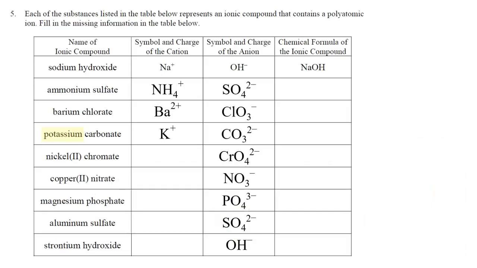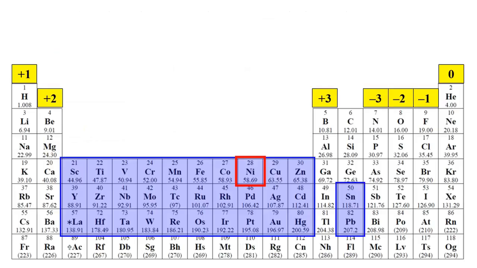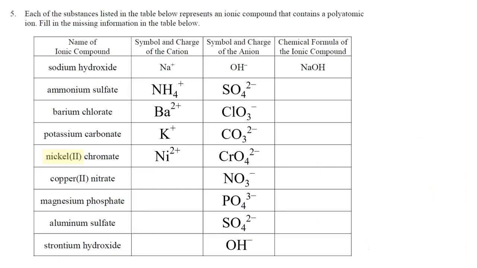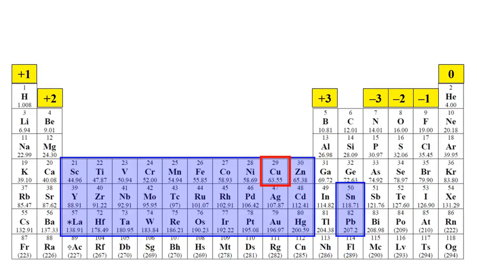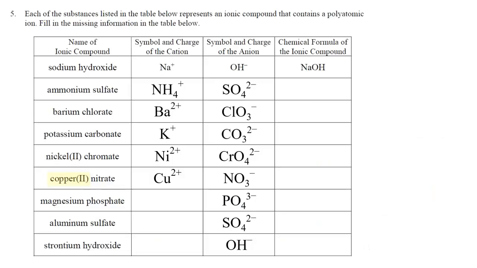And then our next examples in the table are nickel Roman numeral 2 and then copper Roman numeral 2. So when they give you the Roman numeral, they're telling you the charge on that ion. So it's going to be Ni, 2+ for nickel, Roman numeral 2. And then again, copper is also Roman numeral 2, so that's going to be Cu for copper, and then 2+.